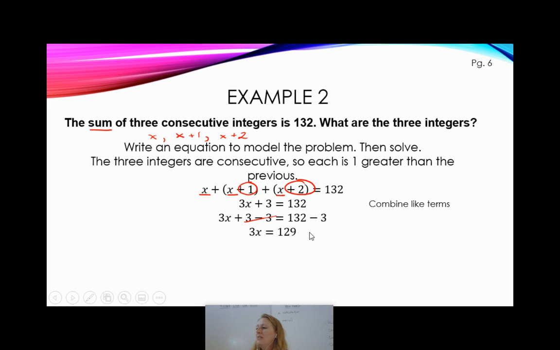And then let's go ahead and divide by 3 on both sides so that these will cancel out. We undo multiplication with division. And I totally used my calculator because I did not know that one off the top of my head. And I got x equals 43.